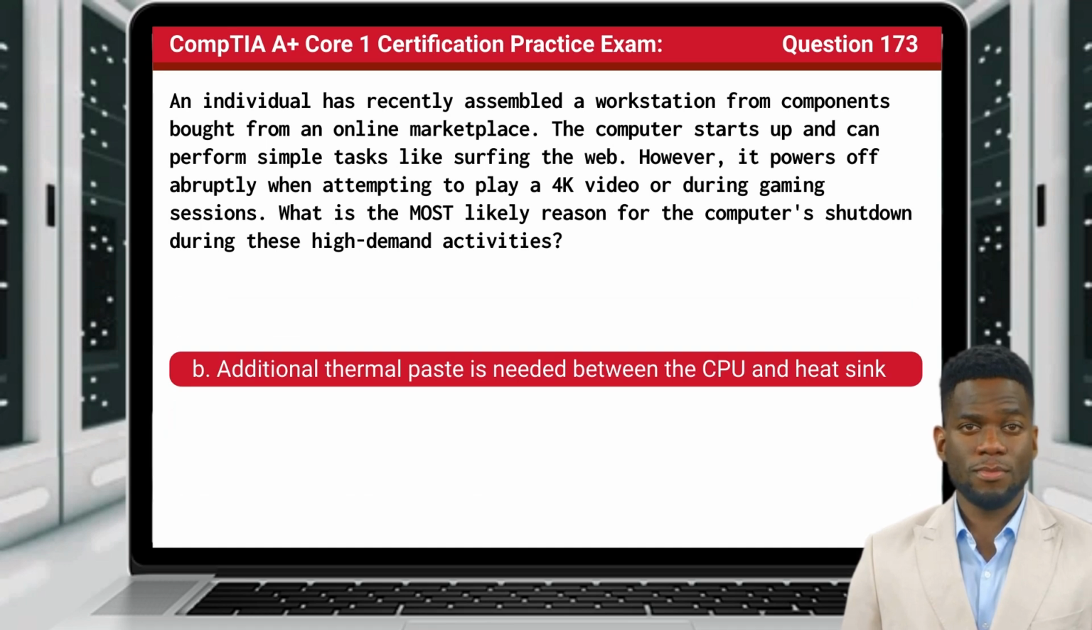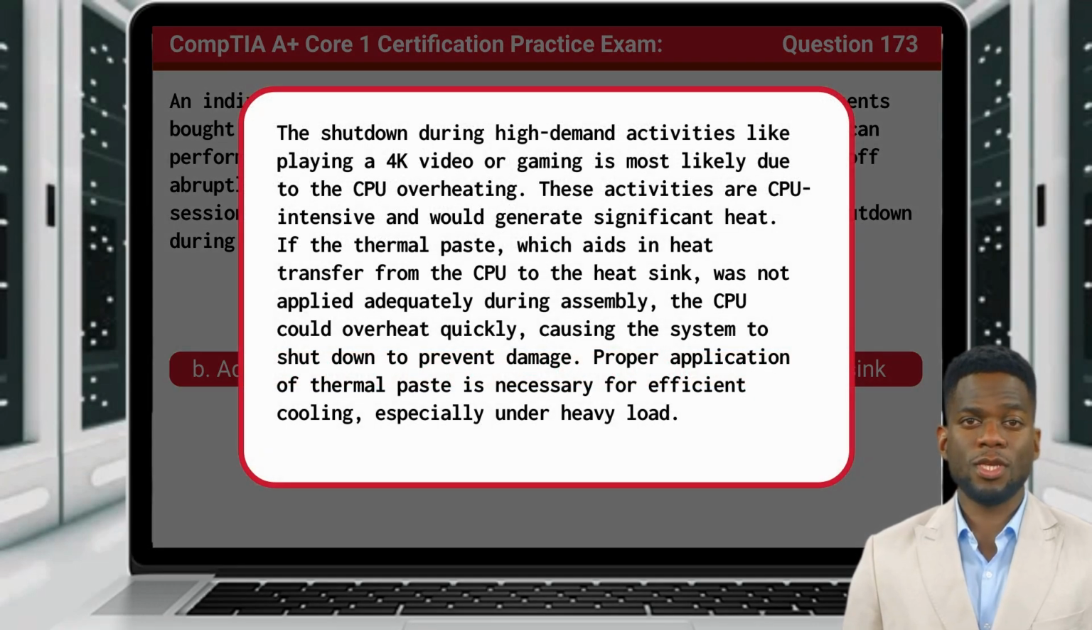The answer is B. Additional thermal paste is needed between the CPU and heatsink. The shutdown during high-demand activities, like playing a 4K video or gaming, is most likely due to the CPU overheating. These activities are CPU-intensive and would generate significant heat. If the thermal paste, which aids in heat transfer from the CPU to the heatsink, was not applied adequately during assembly, the CPU could overheat quickly, causing the system to shut down to prevent damage. Proper application of thermal paste is necessary for efficient cooling, especially under heavy load.